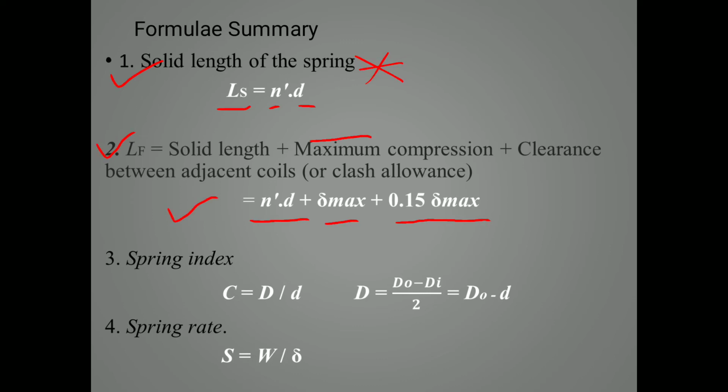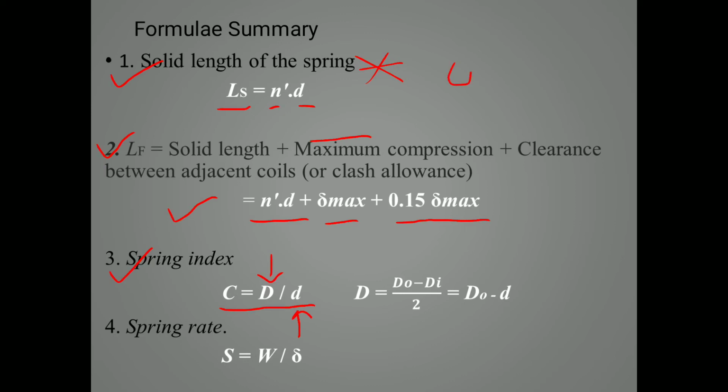Here the third formula is the spring index, as we saw in Wahl's correction factor, in deflection as well as in shear force calculation. We have seen the capital C, which is nothing but the ratio of mean diameter to the wire diameter. Here you can see the formula. Also the mean diameter of a spring is calculated.